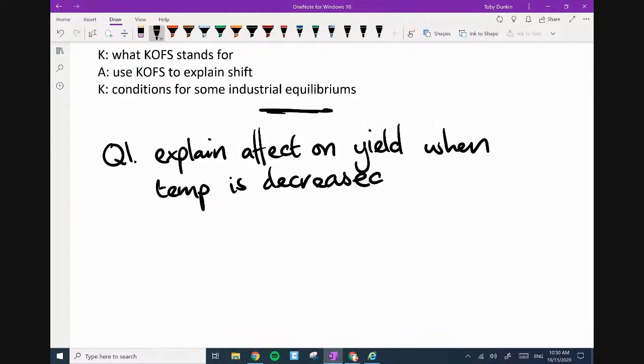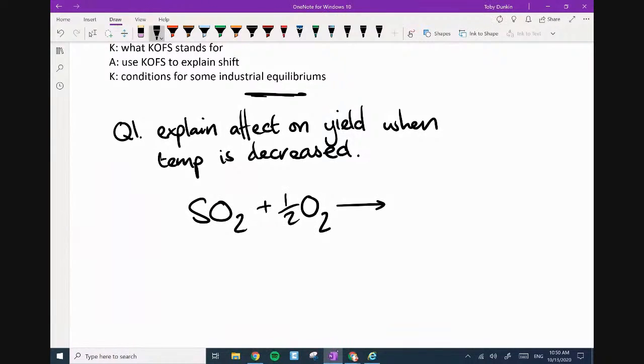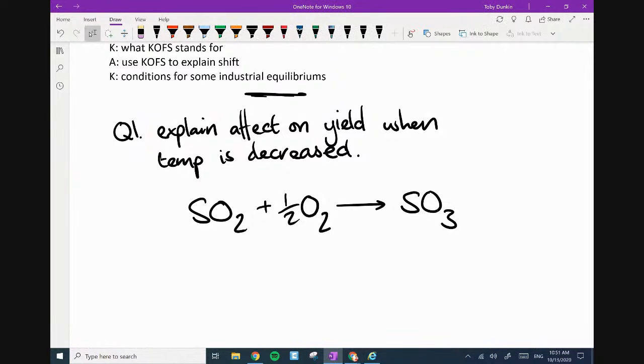Now what they will do is, of course, also give you an equation. I should have actually given you the equation first. In the exam, they give you the equation, a bit of blurb, and then the question. So let's just choose a particular equilibrium. I'm going to try and choose equilibriums that you guys need to know about. In this case, I'm going to go for SO2 plus half O2 goes to SO3. Now it'll be interesting to look up whether it's endo or exo. I'm pretty sure it's exo. It's an oxidation, a combustion.